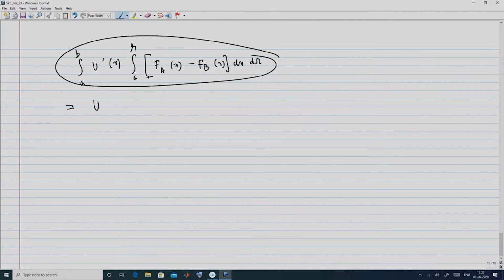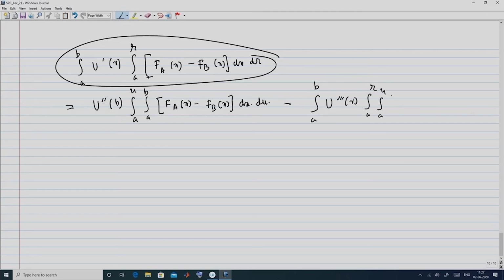So, now we are applying the integration by parts. So, this becomes u prime of B integral A to u integral A to B f A of x minus f B of x dx du, minus integral of A to B u triple prime of r integral A to r integral A to u of f A of x minus f B of x dx du dr. So, it is a triple integral.